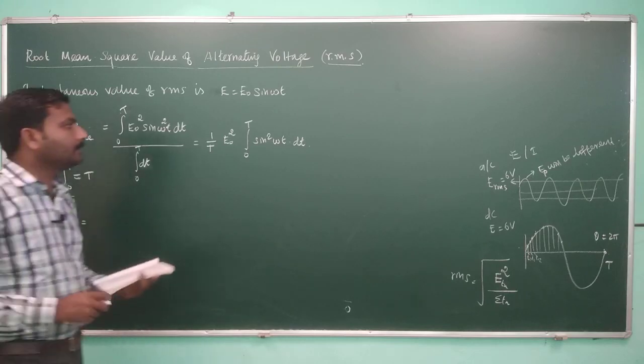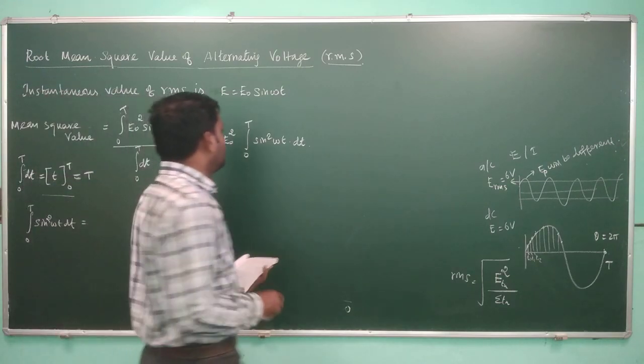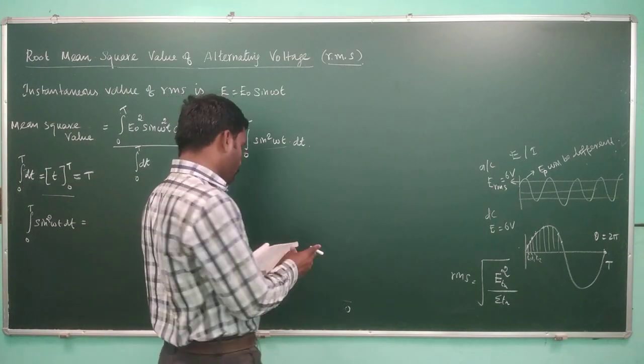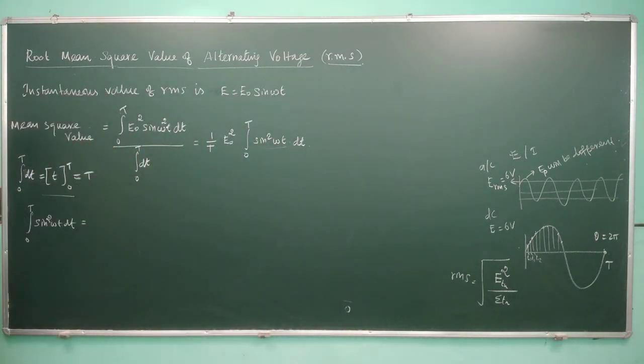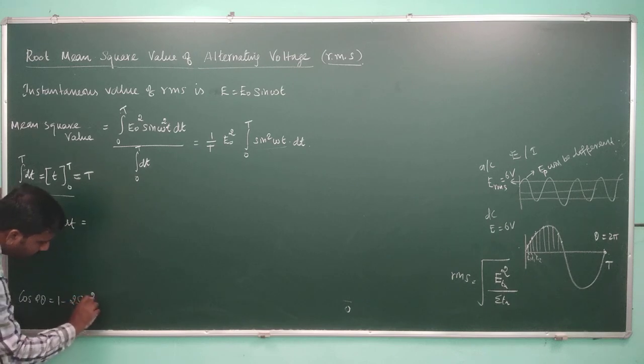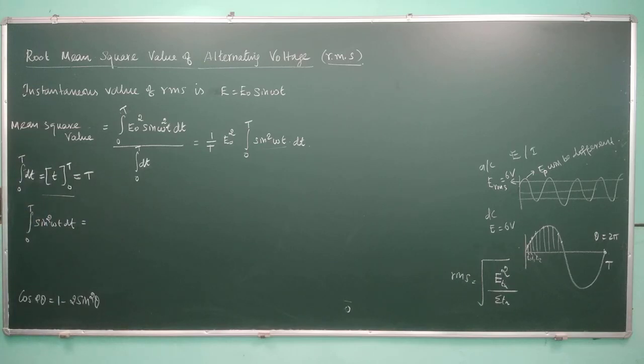So let's write the trigonometric formulas connected with sine square. One such formula is the formula for cos 2 theta. Cos 2 theta becomes 1 minus 2 sine square theta, right? That is cos 2 theta, which is 1 minus 2 sine square theta.